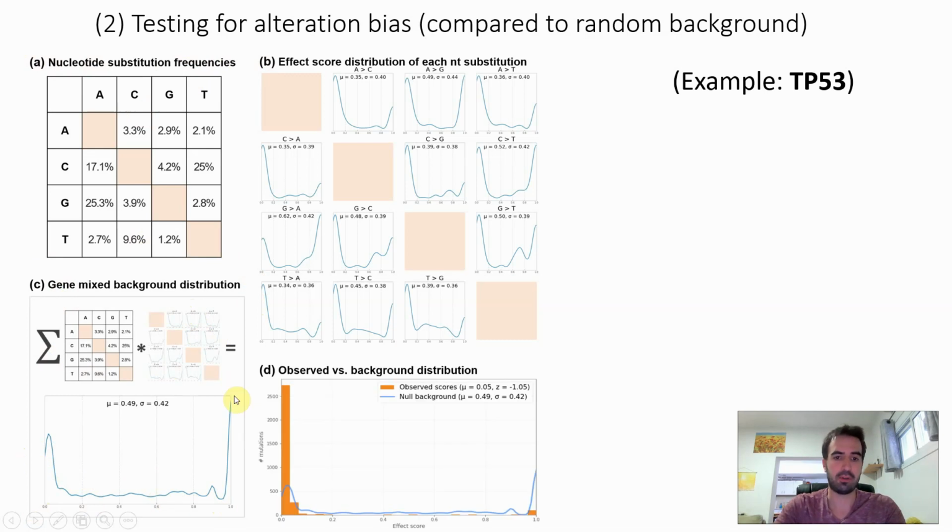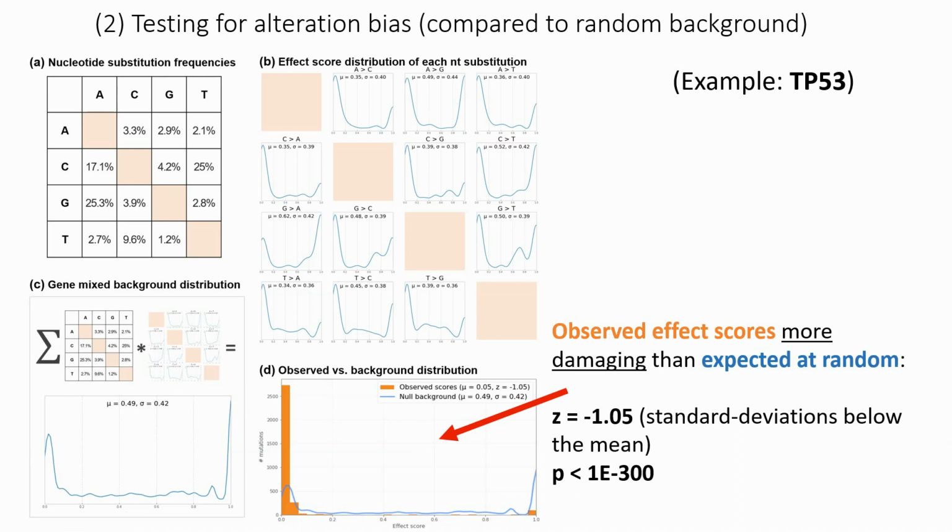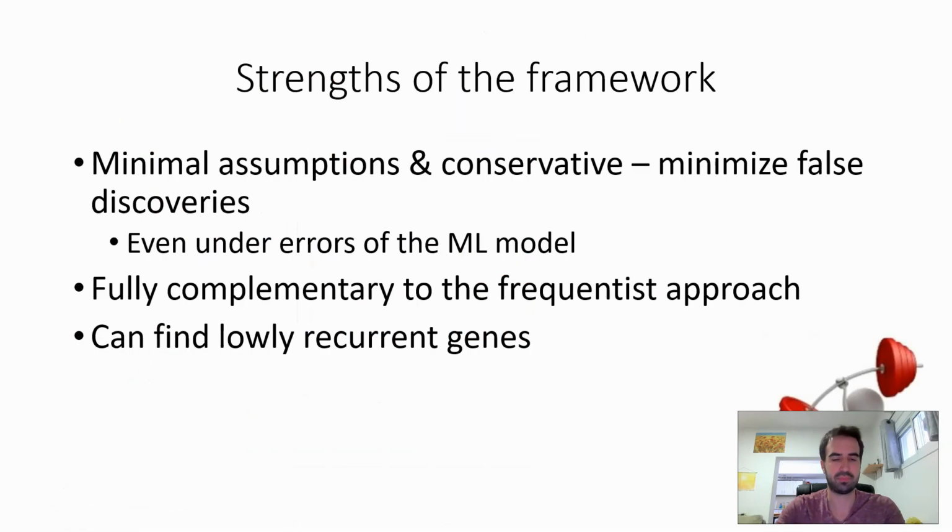And then we can compare the effect scores of mutations that we actually observe, what you see in orange, to this background, what you see in blue. And as expected, for such a dominant cancer gene, the observed effect scores are much more damaging than expected at random. And we can actually quantify it. So Fabric can assign a z-value to measure the strength of the association and a p-value for significance.